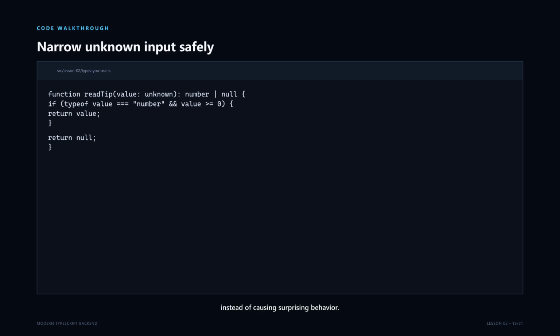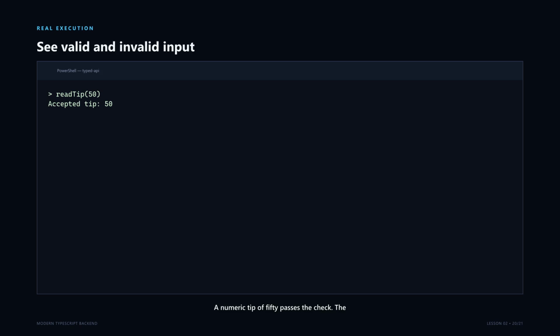Anything invalid becomes null instead of causing surprising behavior. A numeric tip of 50 passes the check. The text value 50 does not pretend to be a number. It becomes null. This small boundary check is the kind of TypeScript habit that makes a backend easier to trust.